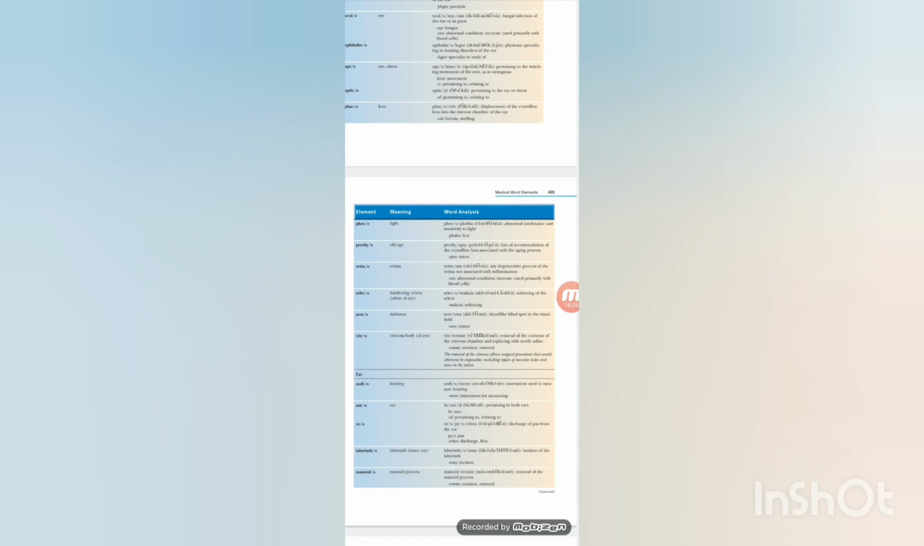Scoto means dark or darkness. Scotoma is blind spots in the visual field. Vitro, from vitreous body of the eye.